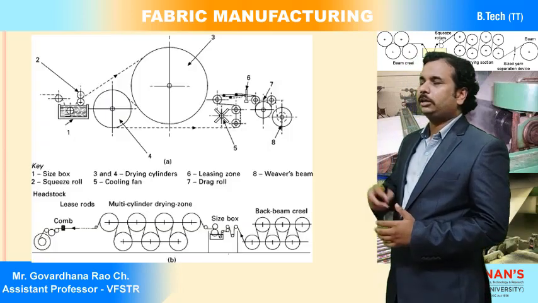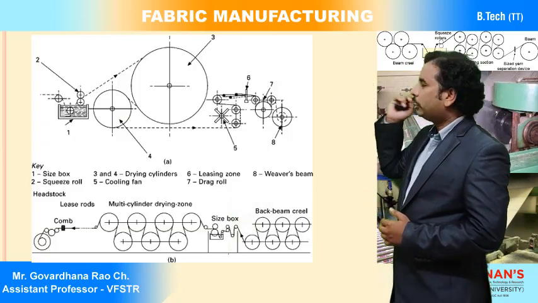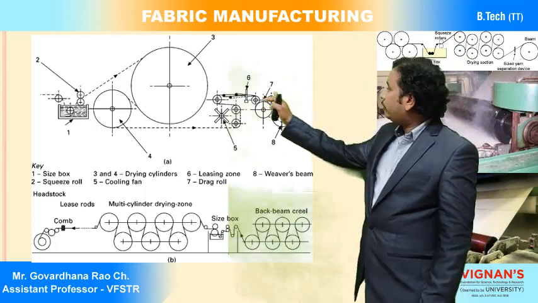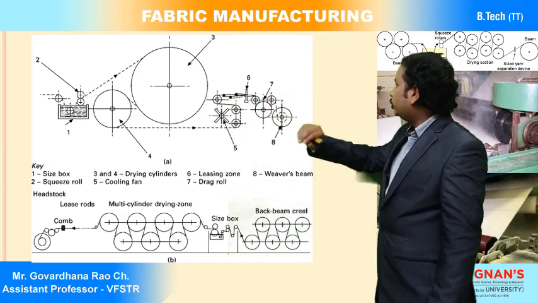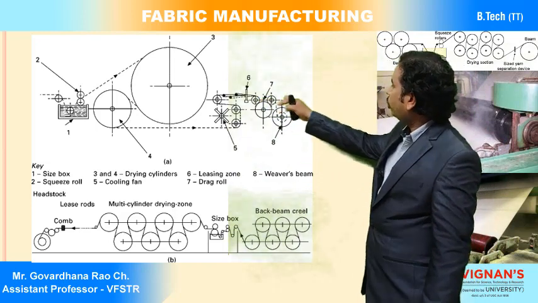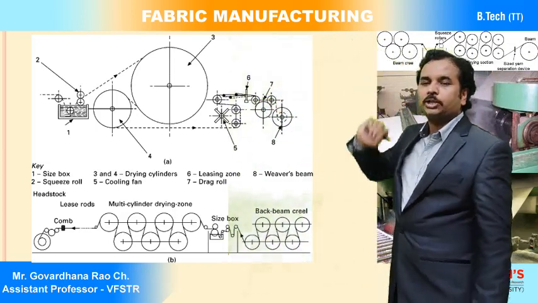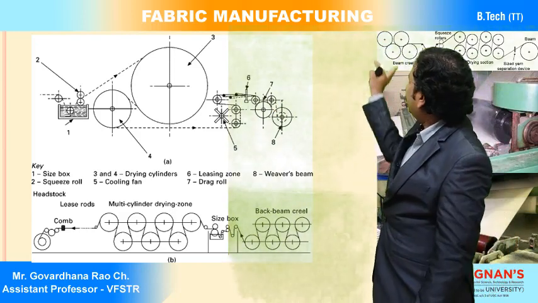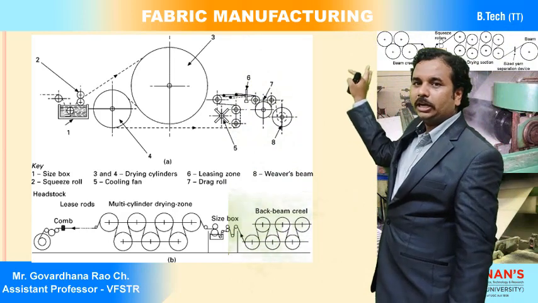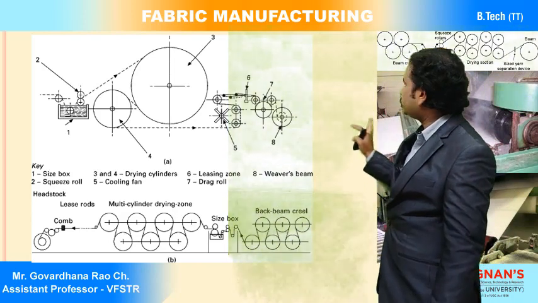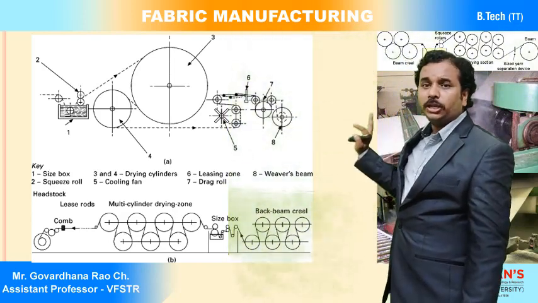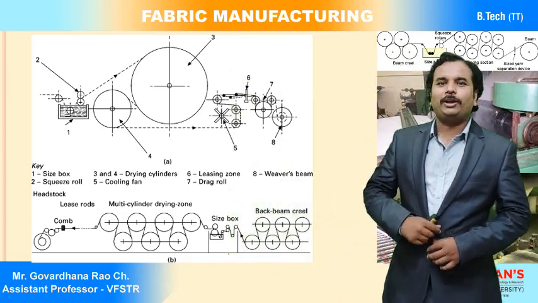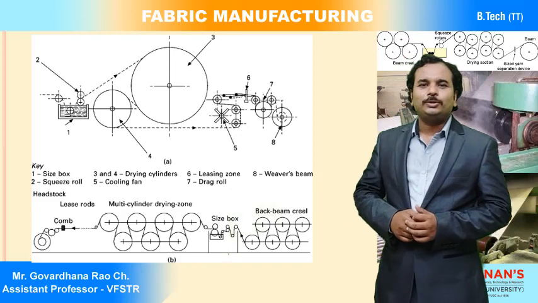So now you can see that there are two cylinders, the large cylinder and the small cylinder. Now we are passing the warp sheet through the size box, and from the size box the warp sheet is transferred to the large cylinder and is contacted with the large cylinder, and then the warp sheet passes to the smaller cylinder. Now why do we need to use two cylinders? Why can we not use one cylinder?